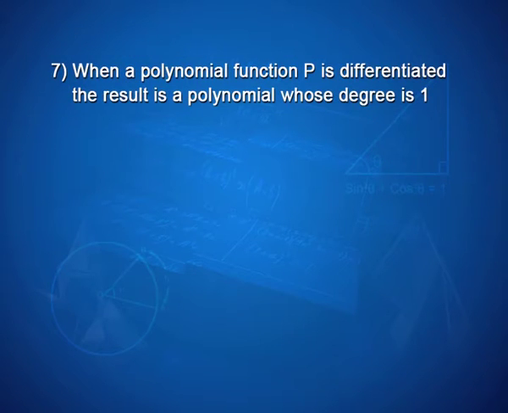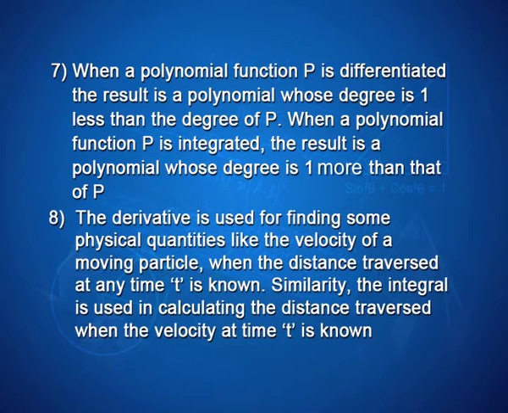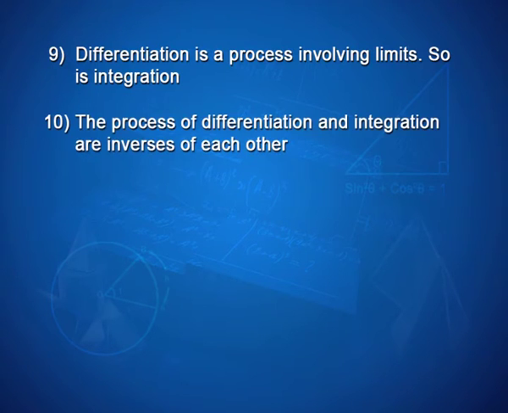Seventh, when a polynomial function p is differentiated, the result is a polynomial whose degree is 1 less than the degree of p. When a polynomial function p is integrated, the result is a polynomial whose degree is 1 more than that of p. Eighth, the derivative is used for finding some physical quantities like the velocity of a moving particle when the distance traversed at any time t is known. Similarly, the integral is used in calculating the distance traversed when the velocity at time t is known. Ninth, differentiation is a process involving limits, so is integration. 10th point, the processes of differentiation and integration are inverse of each other.